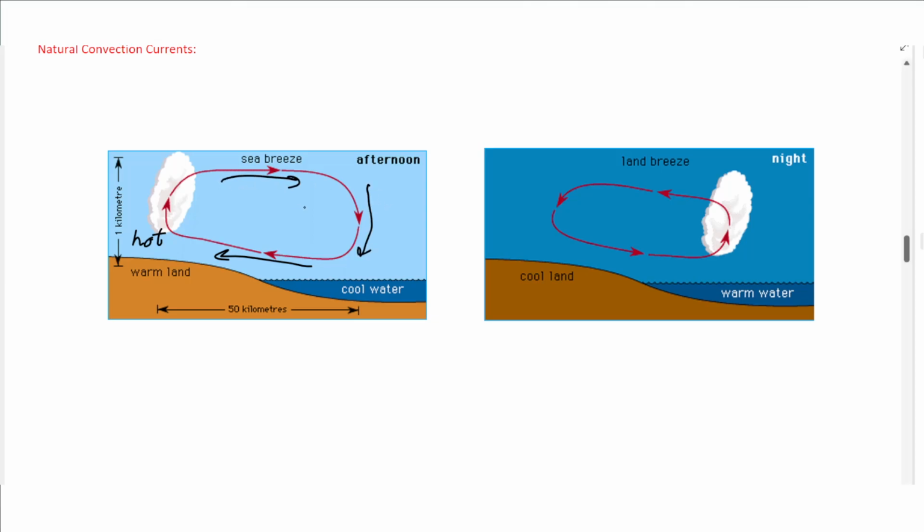At night, when the sun stops shining, the sand cools much quicker than the water, so now the water has hot air above it, which rises, and cold air comes from land towards the water, and the cycle is reversed during the night.